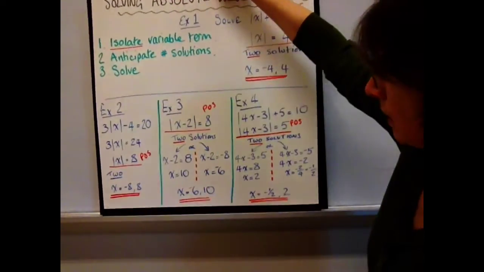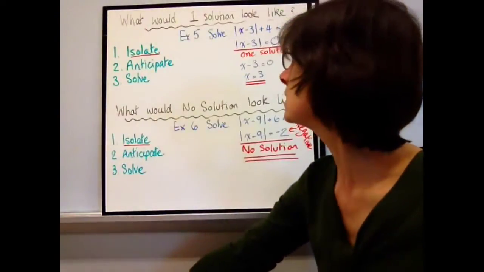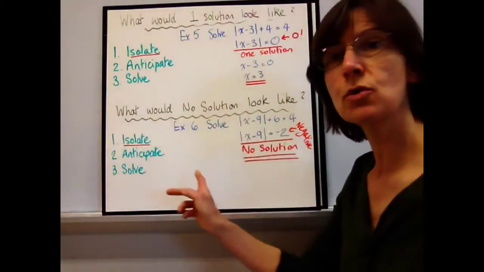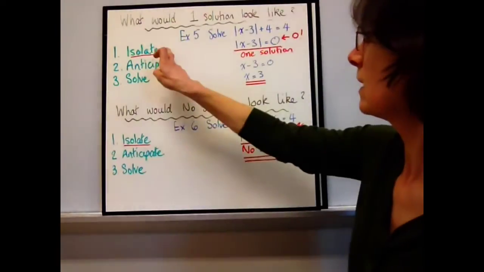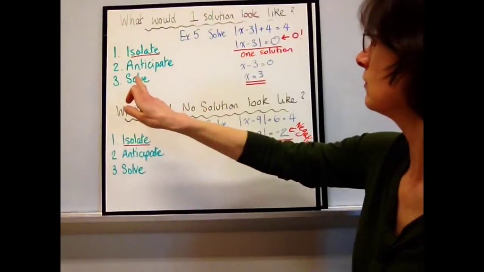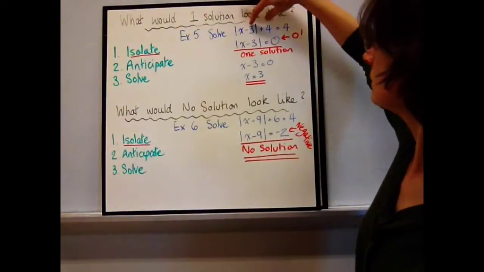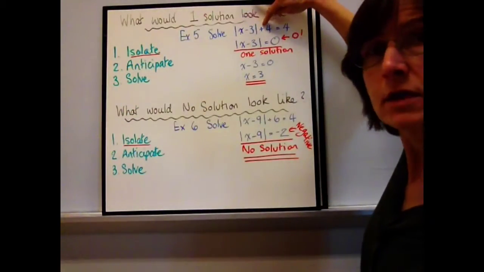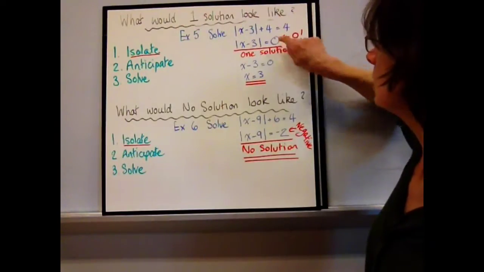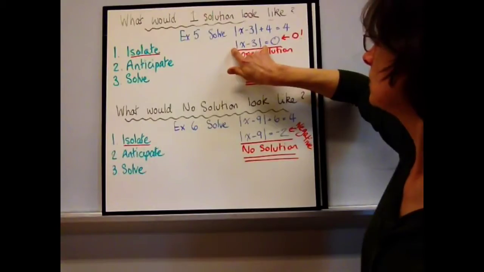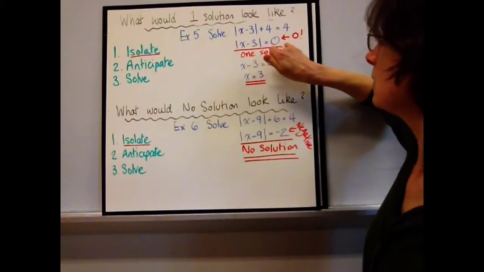Then, what happens, you might ask, what does a one solution or a no solution look like? So we've just got one example of each. Again, we're going to isolate, anticipate, and solve. So here's one. Here, obviously, we'd subtract 4 from both sides. And here's where I get to 0. I've got the absolute value expression equal to 0.